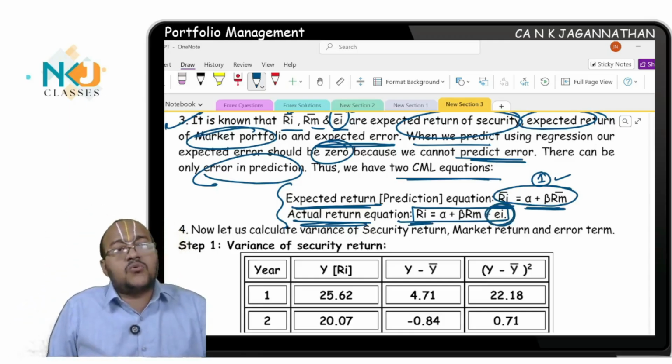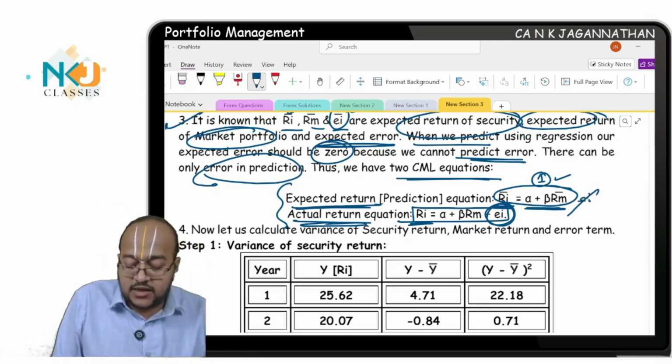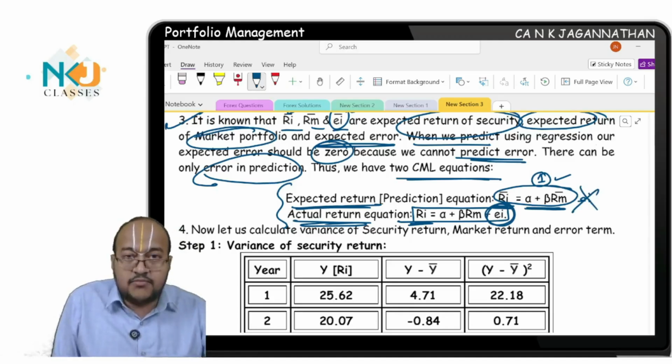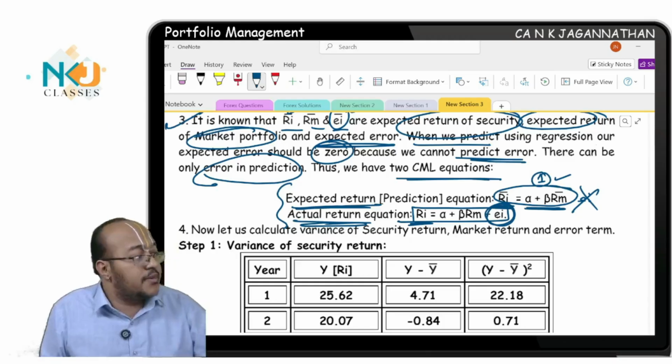When you want to find the regressed return of the security, then EI vanishes. And simply the mean return of the market will replace. RI bar is equal to alpha plus beta into RM bar.